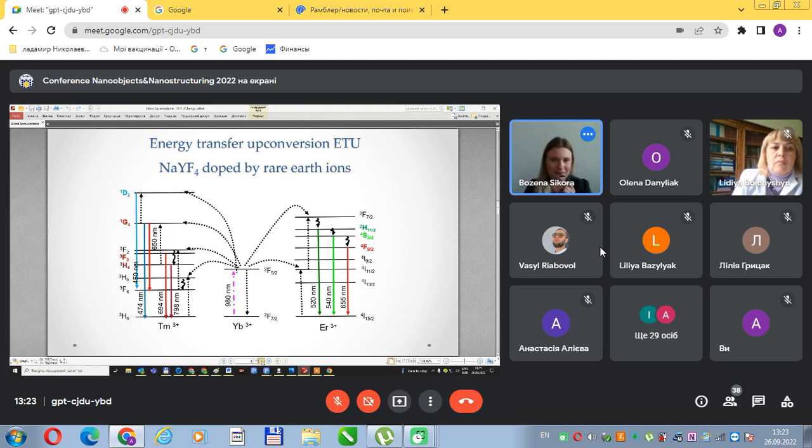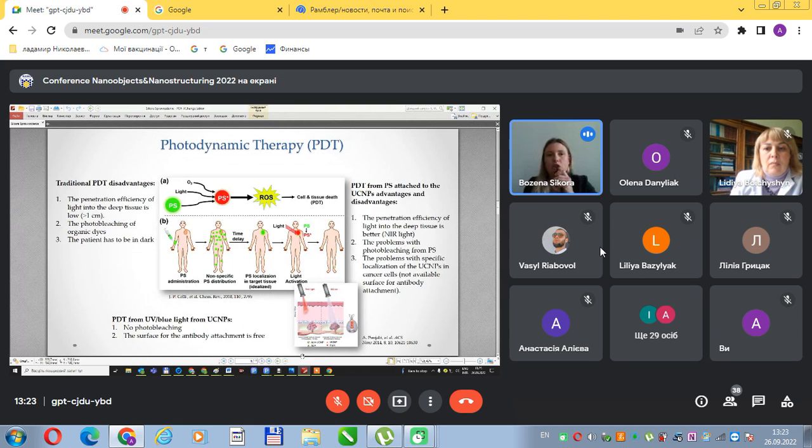What is photodynamic therapy? Usually, in the traditional method, we have to have an organic compound called a photosensitizer, and we irradiate this photosensitizer usually with visible or ultraviolet light, and then the photosensitizer can produce reactive oxygen species that are toxic for cells and tissue, for example, cancer cells and tissue.